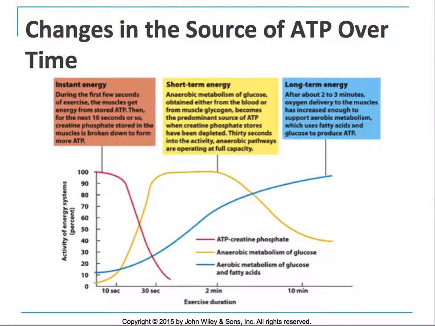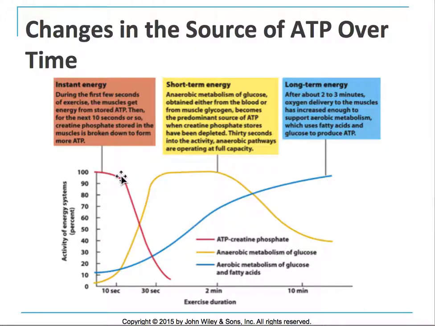Changes in the source of ATP over time. So if your body requires instant energy, this graph is showing how your body fuels itself over different durations of activity. So instant energy. During the first few seconds of exercise, the muscles get energy from stored ATP. Okay, that's this red here.